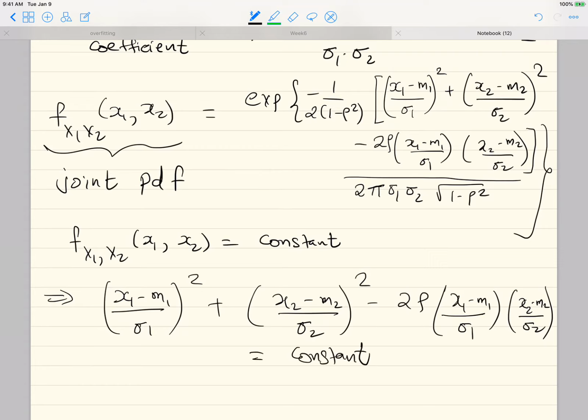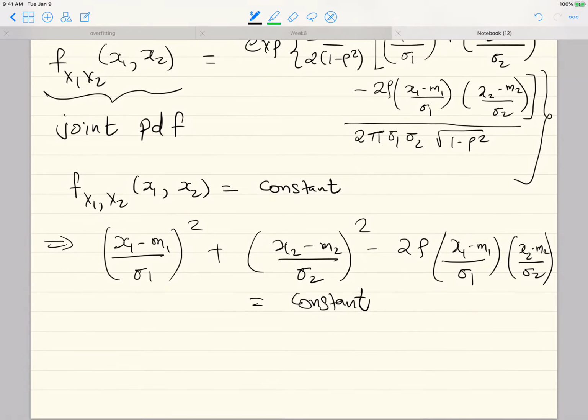So if you want to do the contour plots of the joint PDF, it's equivalent to having this function of x1 and x2 be a constant. Now it so happens that this function has a special form. It's quadratic in x1 and x2. This is actually an equation of an ellipse.